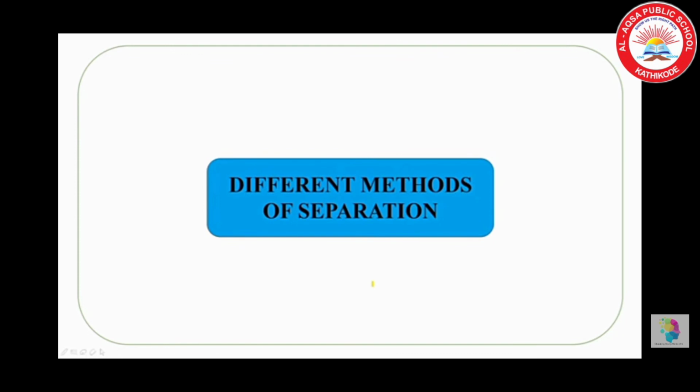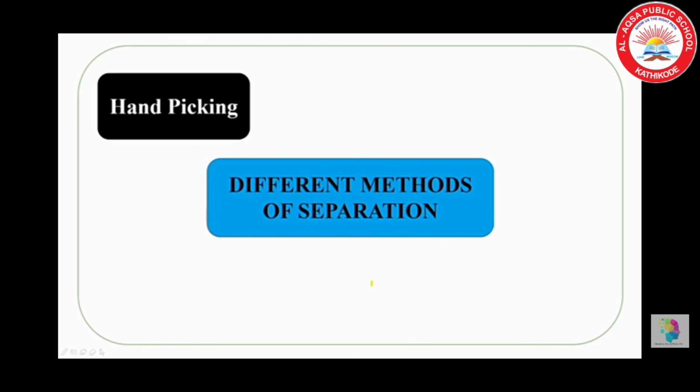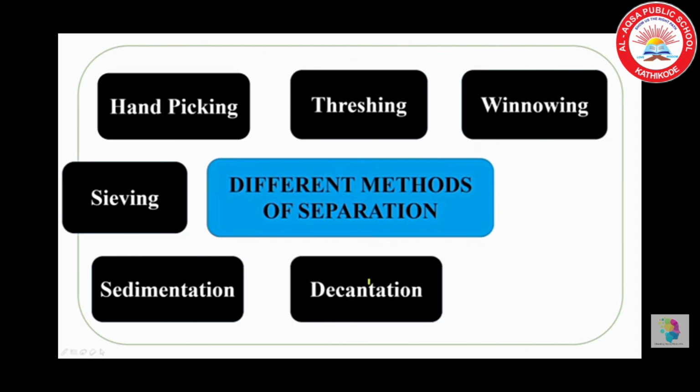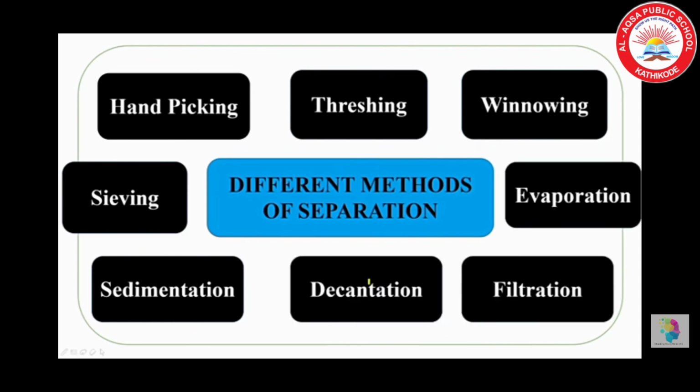So here are the different methods of separation we have to study in this chapter. The first one is hand picking and the second one is threshing and the third one winnowing, sieving, sedimentation, decantation, filtration and evaporation. So these are the different methods of separation we have to study in this chapter.